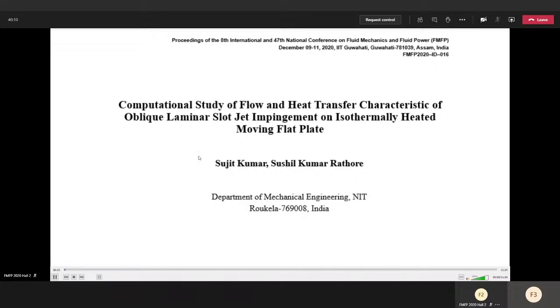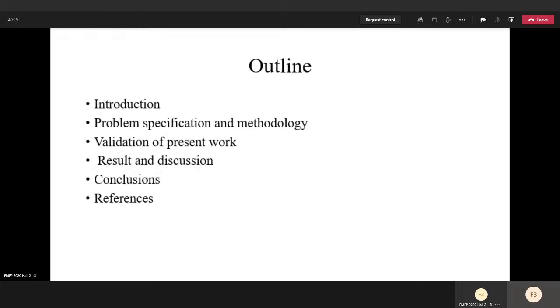Hello everyone, I am Sujit Kumar from NIT Clerk. Today I am presenting my first conference paper on the topic Computational Study of Flow and Heat Transfer Characteristic of Oblique Laminar Slot Jet Impingement on Isothermally Heated Cooking Plate. Now in this presentation I will discuss the following sections: introduction, problem specification and methodology, validation of project work, result and discussion, conclusion and references.